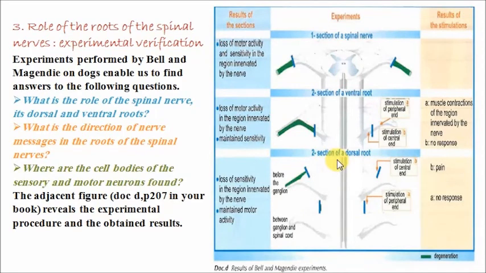Now we're going to go to the third experiment. When they sectioned the dorsal root, it was cut. When cutting this root, they observed that the sensitivity in the area innervated by the nerve was lost, but that part could still do motor activity. Therefore, cutting the dorsal root has damaged certain fibers which are responsible for sensitivity. Therefore, it contains the sensory neuron, making this dorsal root sensory.